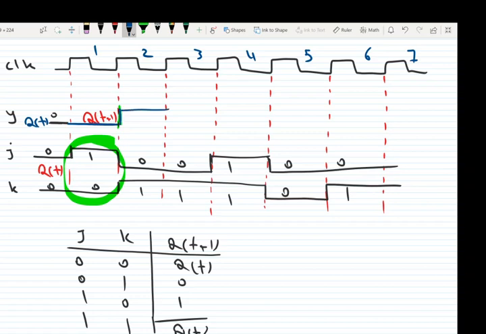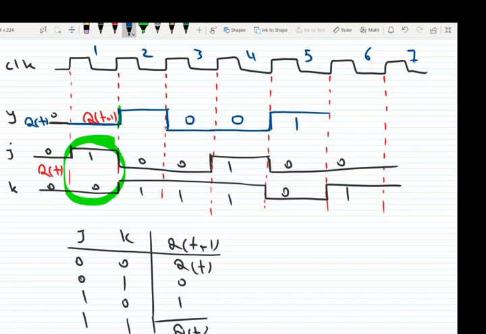Next state, for cycle 3, we look at J and K. J is 0, K is 1, it means reset. So the output goes to 0. For cycle 4, we look at cycle 3 values of J and K. J is 0, K is 1, again means reset, so the output is 0. For cycle 5, we look at cycle 4. Cycle 4 has J equal to 1, K equal to 1, it means complement. So the value of Q is 0, so it will be complemented to 1.